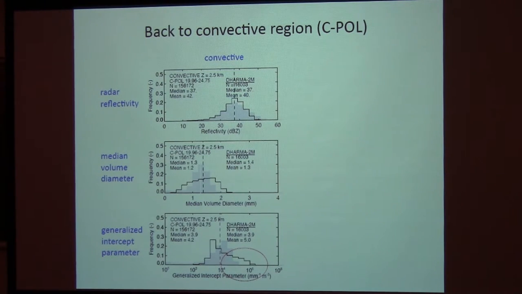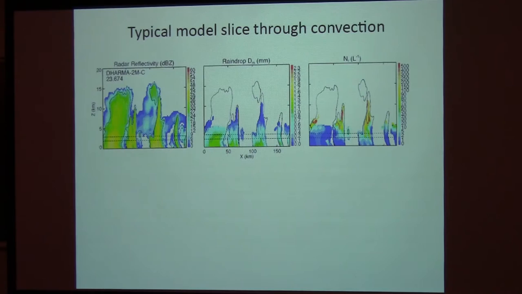with some confidence, a little more confidence anyway, about the C-pole data. So now we go back and look at this convective region, which is what we're most interested in, the source of the particle fountain. And we say, what is that? That we have all these raindrop number concentrations. Do we have an autoconversion process that's too active or what?